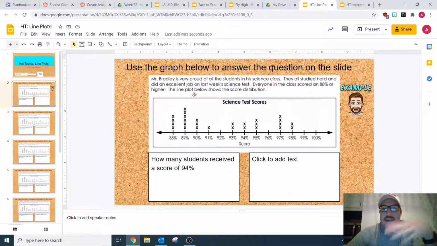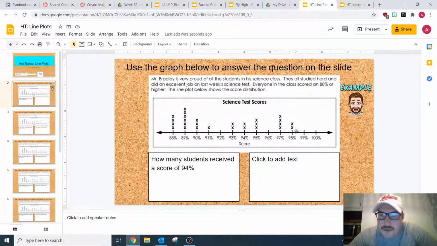Mr. Bradley's class took a science test, and they all studied hard, and everyone in the class scored an 88% or higher. This line plot shows the score distribution. Each of these is a score, showing the scores that the students received. If I look here at 100%, I see that there are no X's. So that means 0 students scored 100%. If I look at 99, 0 students scored 99%. If I look at 98, there are 2 X's. Those X's are people's scores.